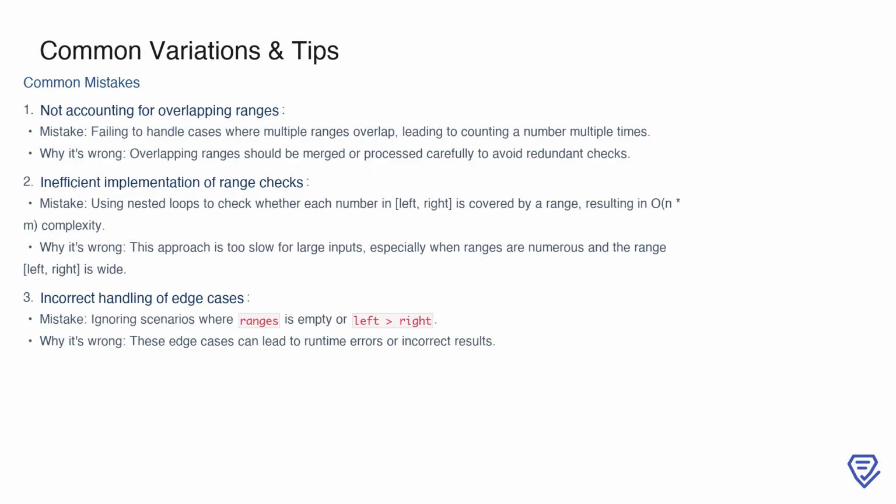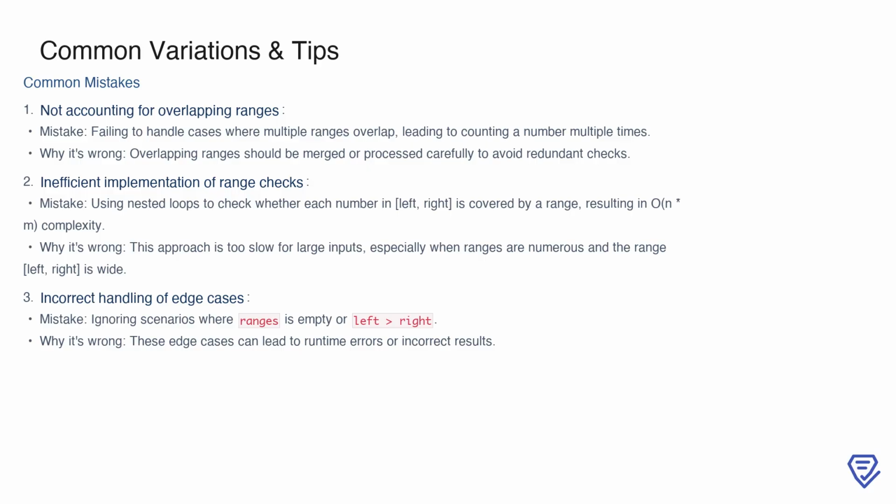Another mistake involves inefficient implementations, such as using nested loops to check if each number in the range [left, right] is covered. This can result in O(n*m) time complexity, which becomes impractical for large inputs. Instead, aim for more efficient techniques. Lastly, edge cases like an empty list of ranges or a scenario where left is greater than right are often overlooked. Ignoring these can lead to runtime errors or incorrect outputs, so always ensure these cases are handled properly in your solution.